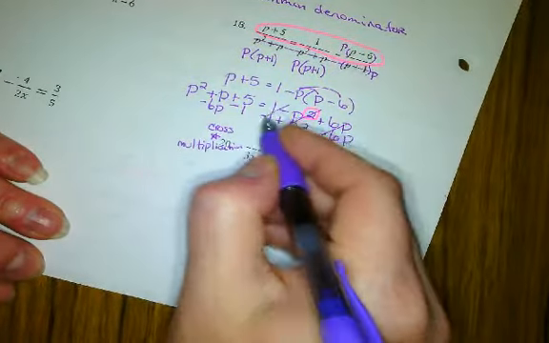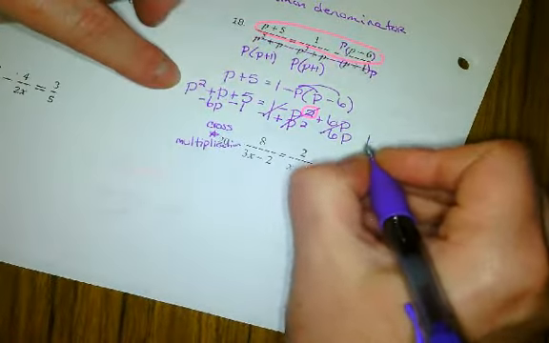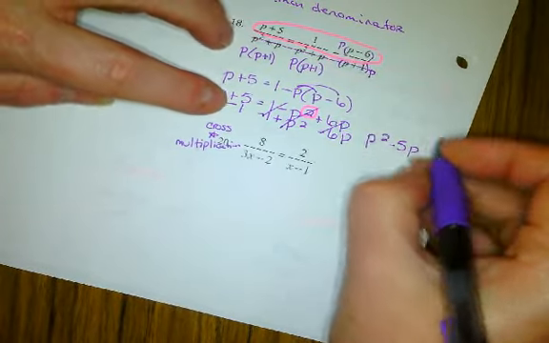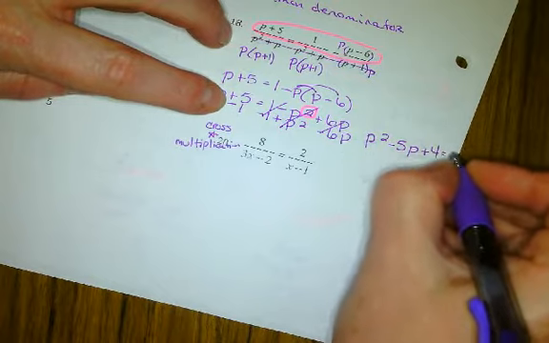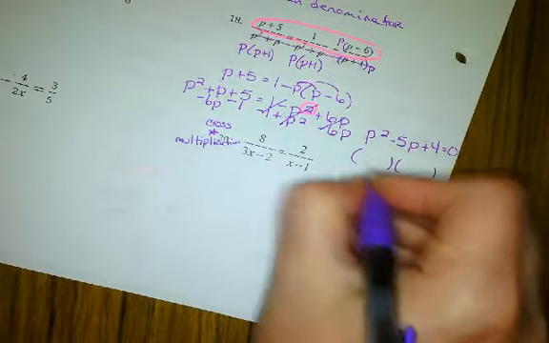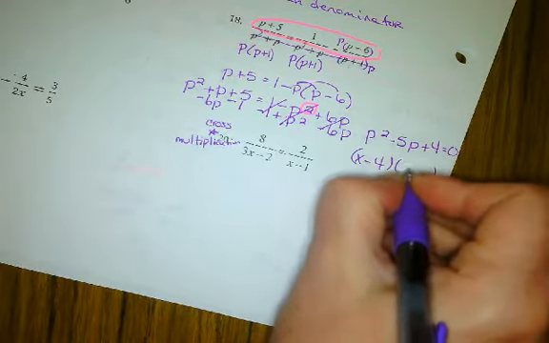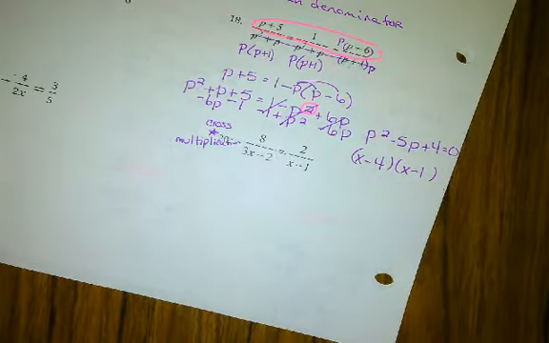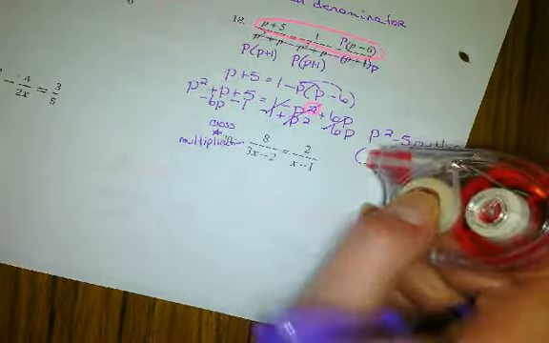Okay, so if I come over here and start combining, I still have the p squared. That gives me a negative 5p. And then here I have a positive 4. And that all equals 0. So if I factor that, that gives me p minus 4, p minus 1.